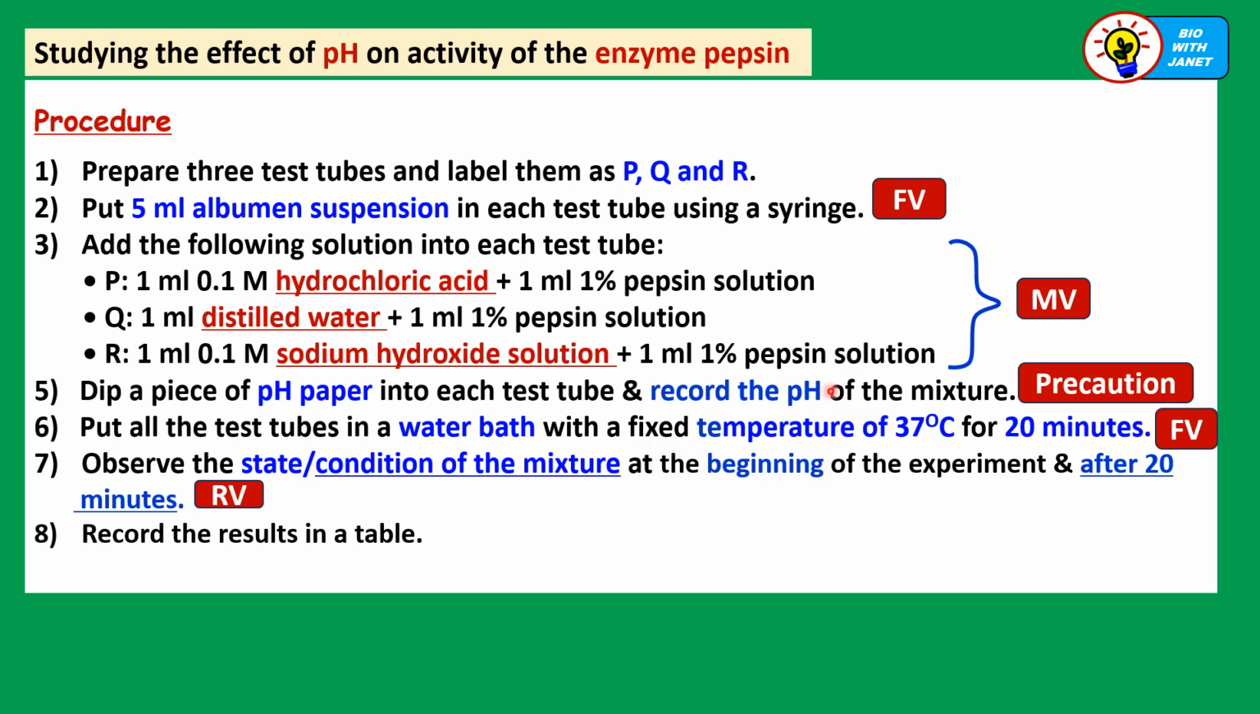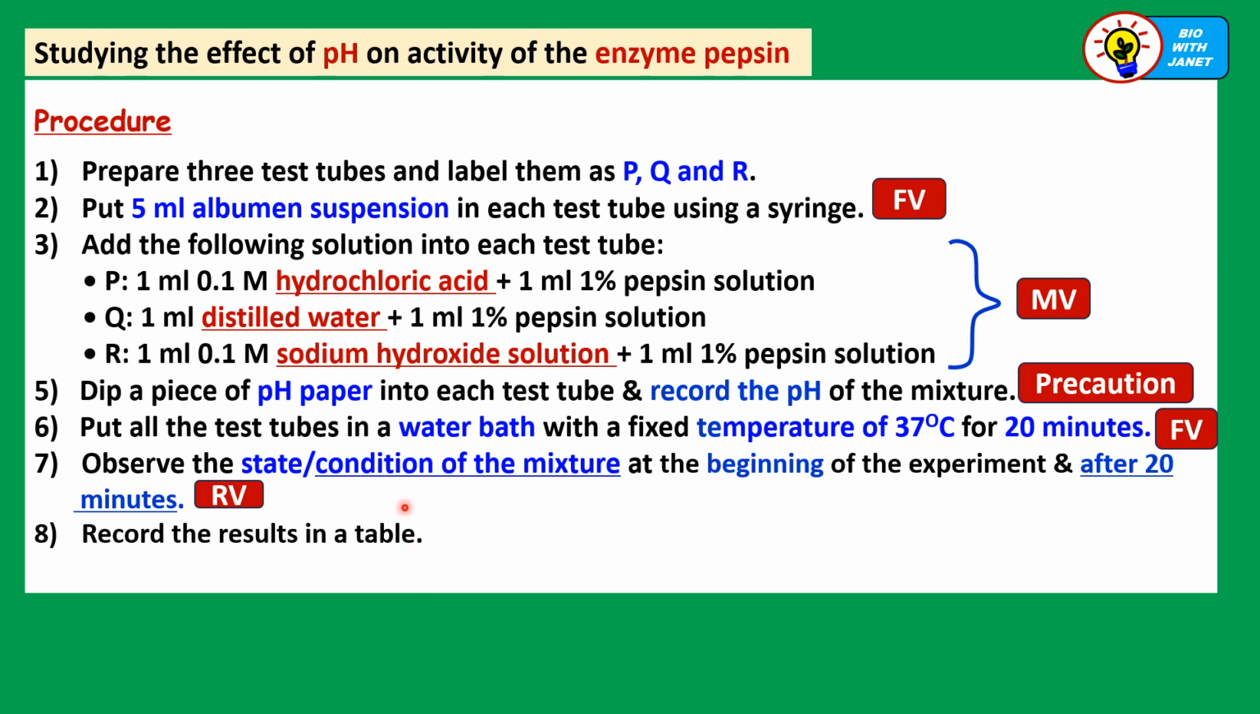Next, you should get a pH for P which is less than 7. Q should be around pH 7, and R, the pH should be more than 7. Okay. So put all the test tubes in a water bath with a fixed temperature of 37 degrees Celsius for 20 minutes. Again, this is your fixed variable because the temperature is fixed at 37 degrees Celsius.